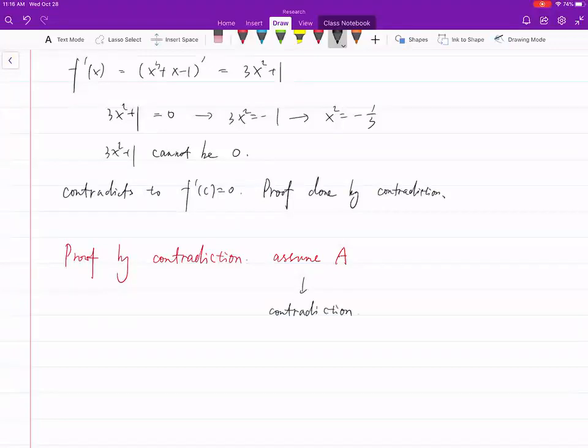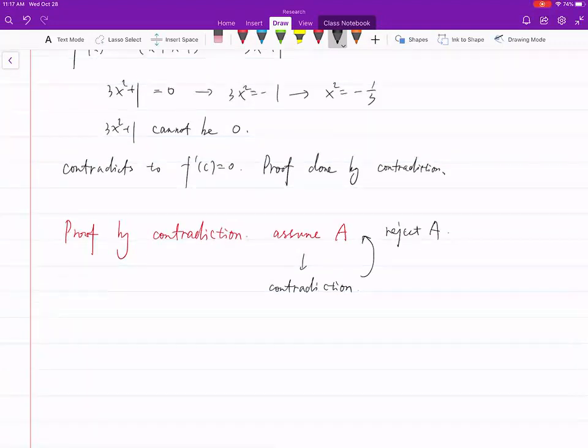Then you use your logic and you have a contradiction to something you know is true. For example, if you assume some basic assumption and you derive that -1 is a positive number, or you derive that 4 can be divided by 3 wholly, then you know it's wrong, right? Therefore, you can come back and reject A. That's basically the idea of proof by contradiction.